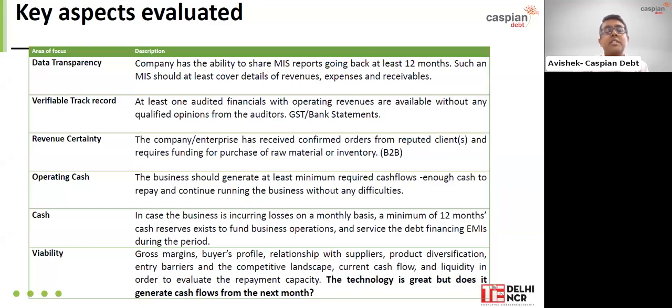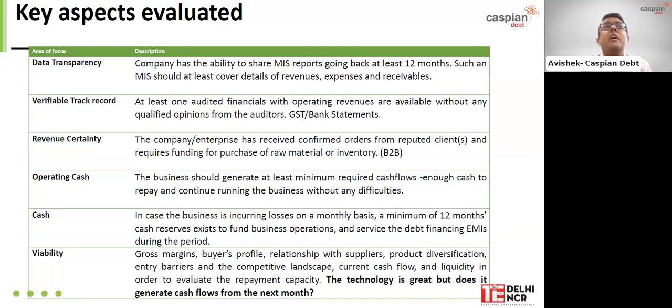The last aspect on this slide is that aspects like gross margins, buyer's profile, relationship or continuity relationship with suppliers, all of this is important. So are you a positive gross margin business or a negative gross margin business? Typically, lenders will not fund negative gross margin businesses. Is the profile of your buyer dependable? Will they continue to exist? Will there be a continued demand? All of these things are considered.